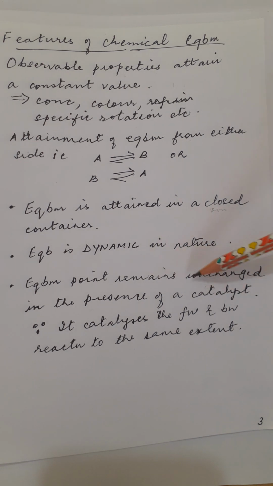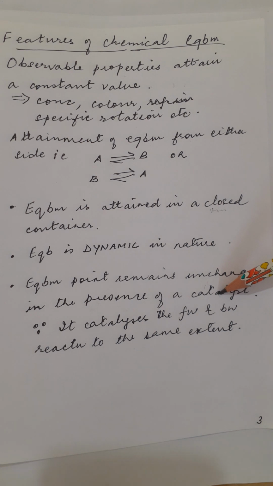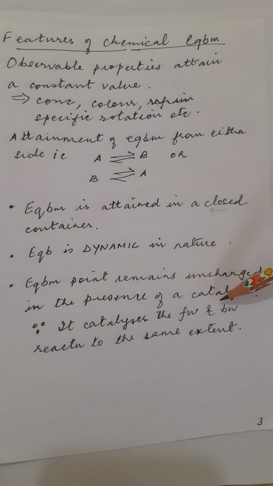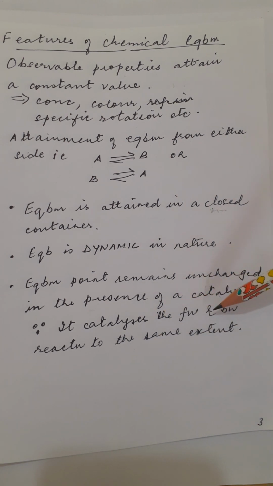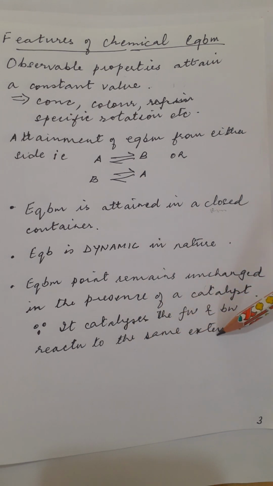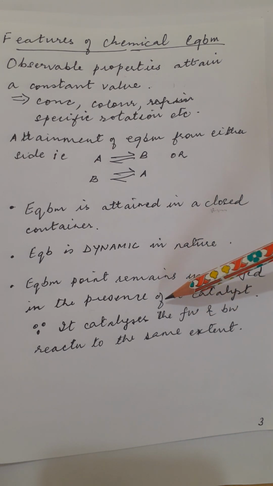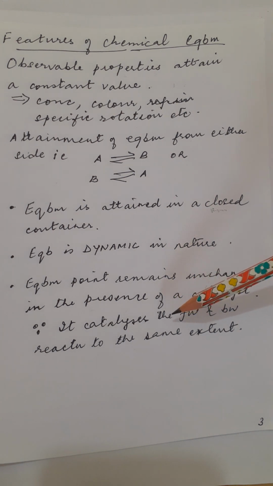and an important fact is that the equilibrium point remains unchanged in the presence of a catalyst. Let us talk about the function of a catalyst as being able to accelerate the reaction, or enhance the rate of reaction. So it accelerates the rate of forward reaction and the backward reaction to the same extent, such that the value of the equilibrium constant is the same at whatever point it was attained. However, the equilibrium point is attained faster.